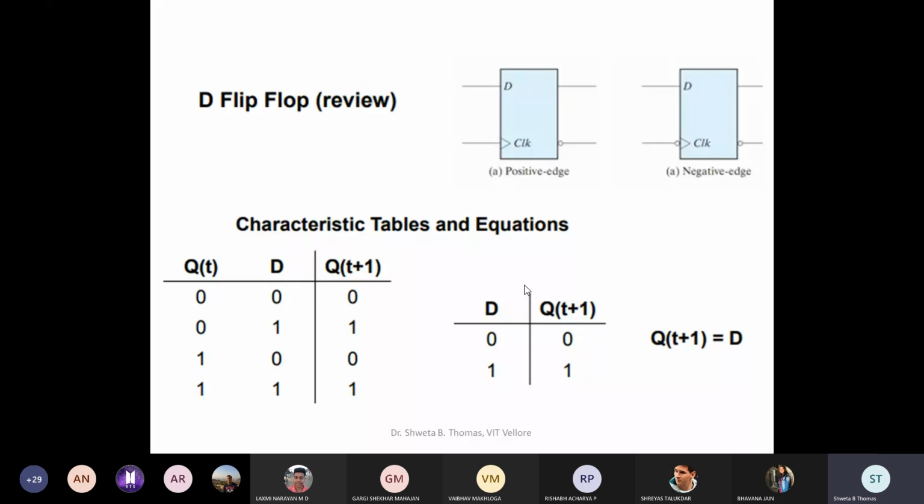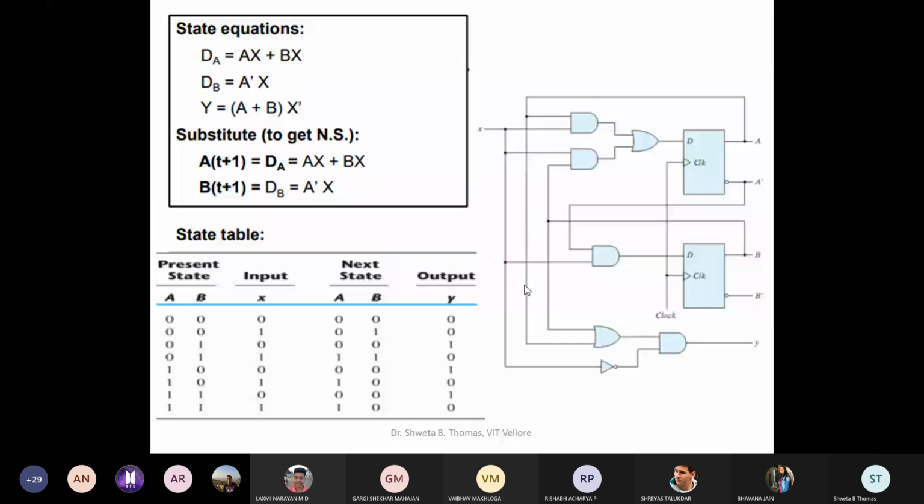If you see the characteristics table of this flip-flop, whatever input you are feeding as D, you are getting the next state of the flip-flop. If you put 0, you get Q(t+1) as 0. If you put 1, you get 1. That's why this D flip-flop is called the simplest flip-flop.